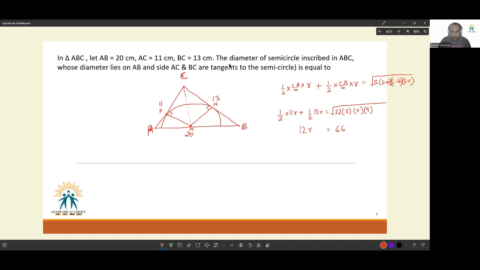Now, finally, the question asks me the diameter of the semicircle. So I need 2R. So in order to get to 2R, I need to divide this by 6. I also need to divide this by 6 so that the equation is maintained. We get 2R is equal to 11. And that should be the answer to this question. The length of the diameter of the semicircle will be 11.